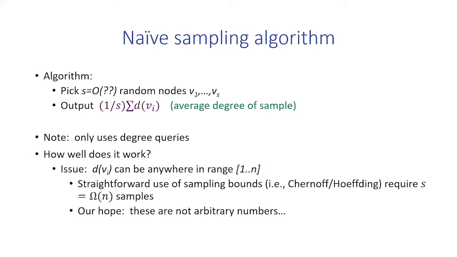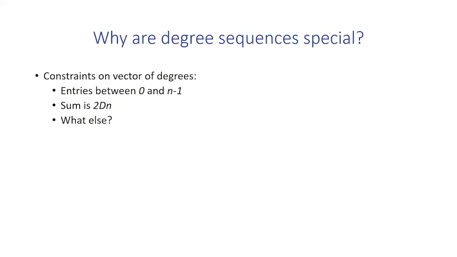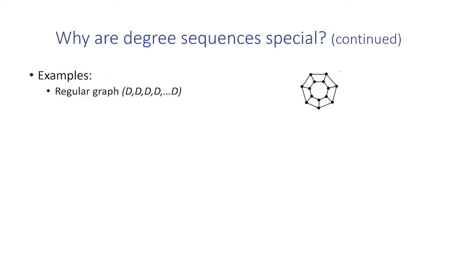So that's a problem. But our hope is that when you're looking at the degrees of v, it's not an arbitrary array of numbers, but actually something very specific. So what's specific about the degrees of a graph? Well, the entries are between 0 and n minus 1. We knew that; that doesn't help too much. The sum is 2 times the average degree times n. Okay, but that also doesn't seem to help that much.